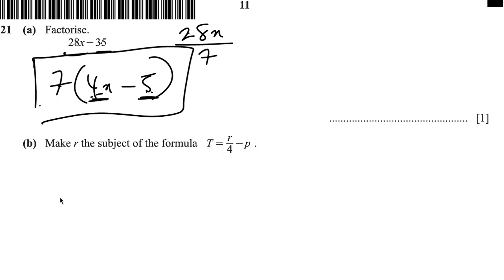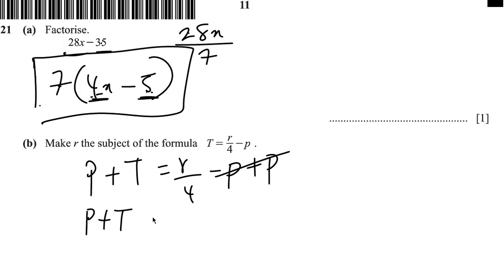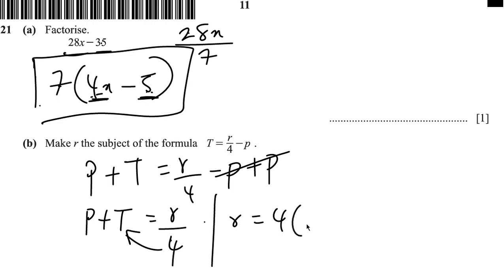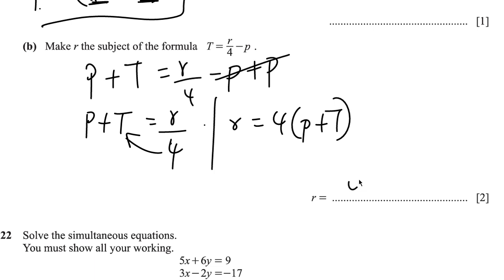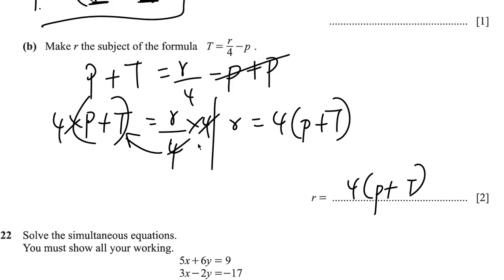Okay, B part says make R the subject of the formula C equals R over 4 negative P. So the main goal is to get a value of R. So we simply add P to both sides so that, remember, the goal is to get R, so this goes. So C plus P is equal to R over 4. To get a value of R, we multiply both sides by 4, right? So R is equal to 4 times C plus P, right? Because we had to multiply both sides by 4.